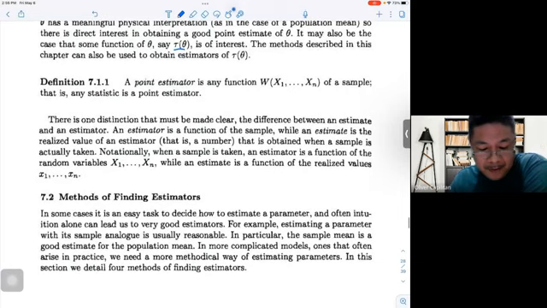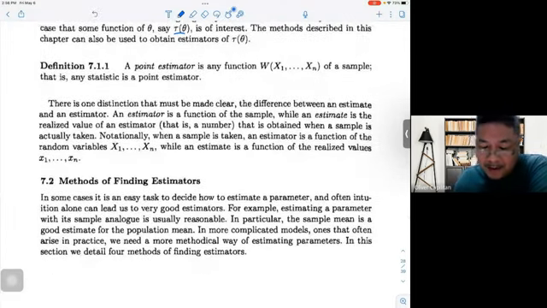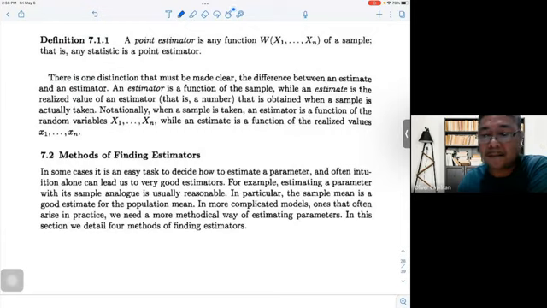There is one distinction that must be made clear: the difference between an estimate and an estimator. An estimator is a function of the sample, while an estimate is a realized value of our estimator, a number obtained from our sample. As notation, an estimator is a function of the random variables, while an estimate is a function of the realized values, small x sub 1 up to x sub n.